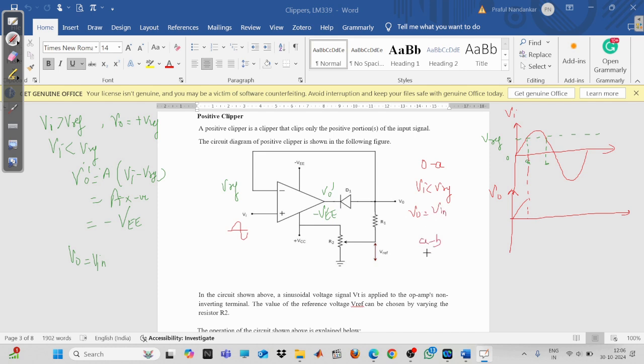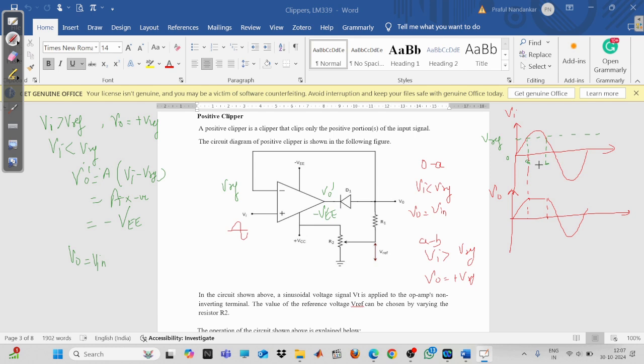Now between A to B, Vi is greater than V reference. So output voltage will be equal to plus V reference. So now you can see it doesn't follow the input voltage here. Again, this Vi has become lower than the V reference, so again it is going to follow the input voltage. In this way, after point B, the V reference is higher, so your output voltage is going to follow the input voltage.